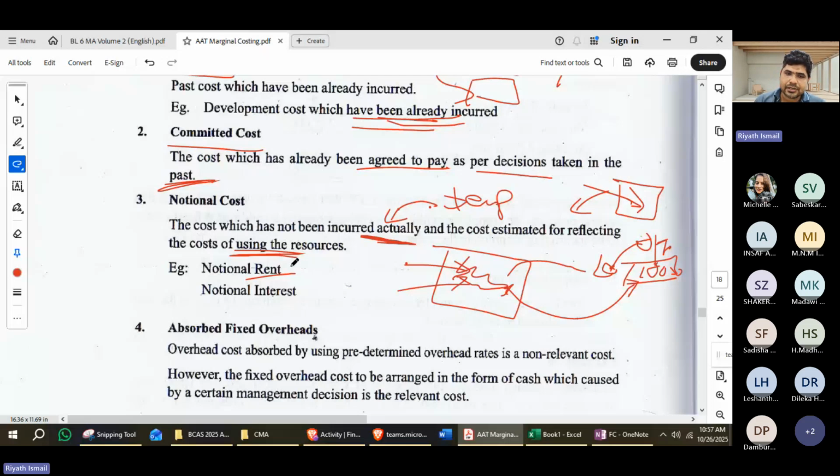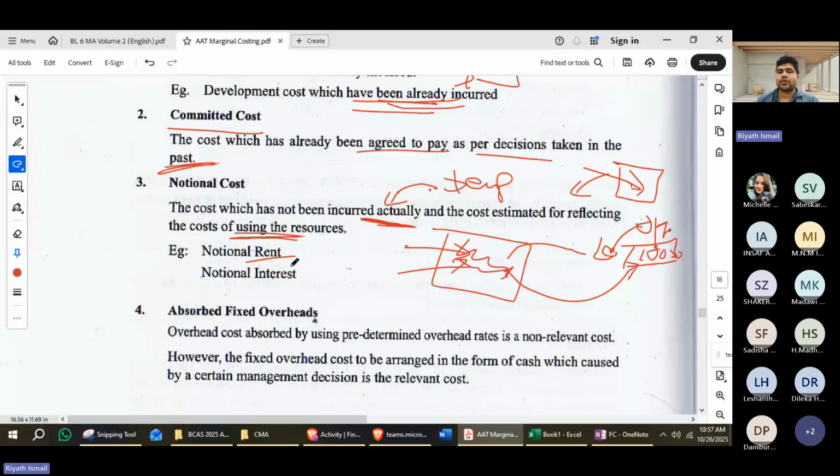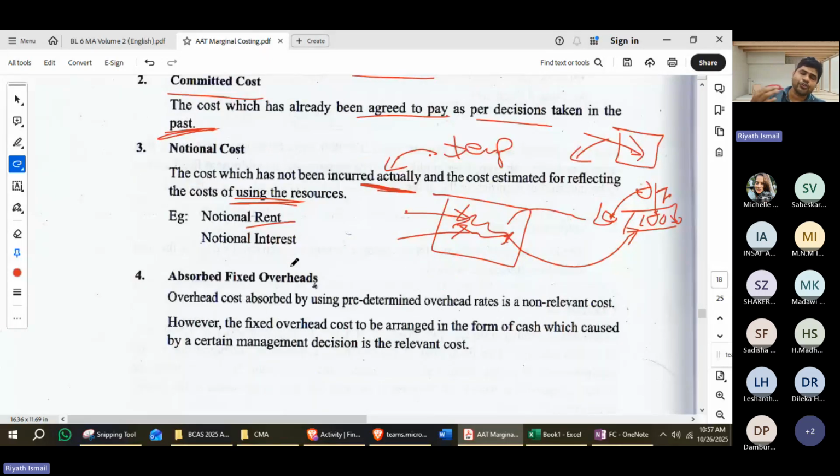Absorbed overhead cost. Already the fixed overhead, you already committed. You already purchased the fixed cost. Right? This fixed cost is absorbed based on units and number of hours. It's already fixed. Therefore, the absorbed overhead is also considered an irrelevant cost.